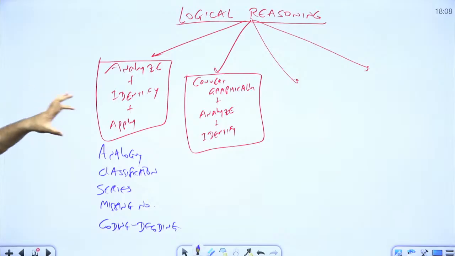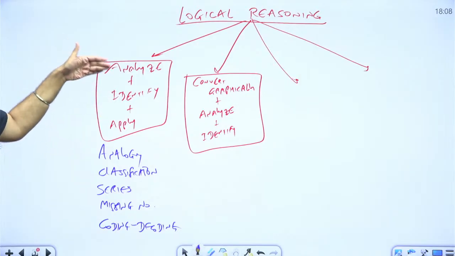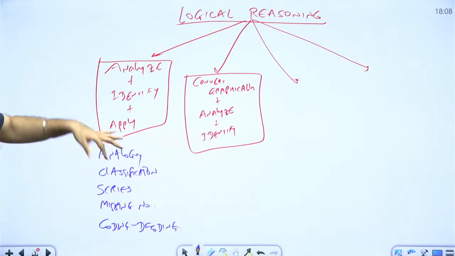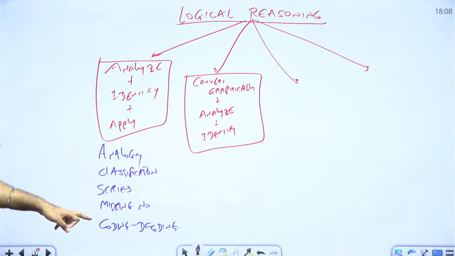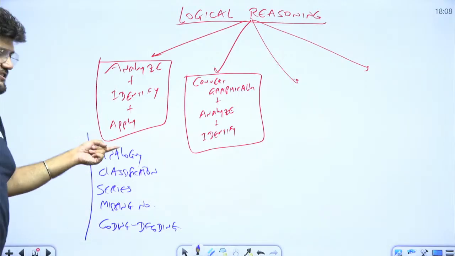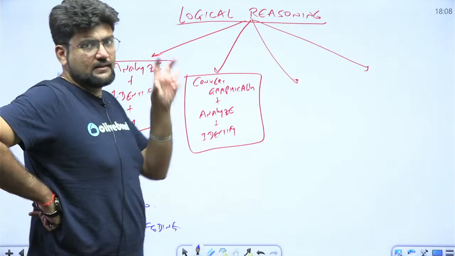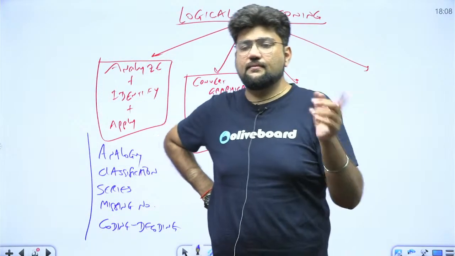Okay, so what is happening here is you are analyzing, then you are identifying what is the hidden logic, and you are applying that to get your answer. Everywhere if you see, the same trick is being followed. So these are just variations of putting across the question, but the basic pattern, the basic principle behind them remains the same.